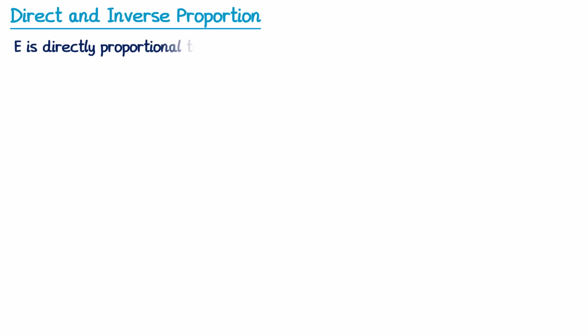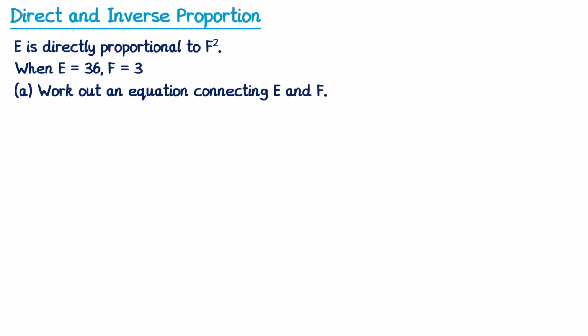Now let's try one that's a little bit more difficult. So this time we're going to say that E is directly proportional to F squared. And when E is 36, F is 3, and we need to work out that equation connecting E and F. This one's different because rather than E being directly proportional to F, it's directly proportional to F squared. This is going to change the way we answer the question ever so slightly.